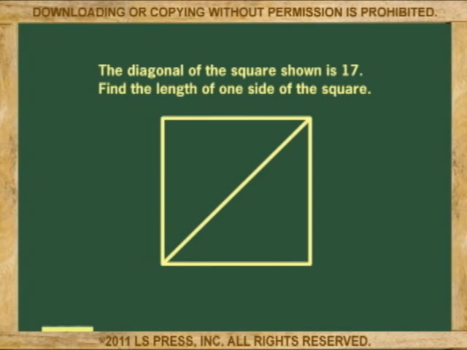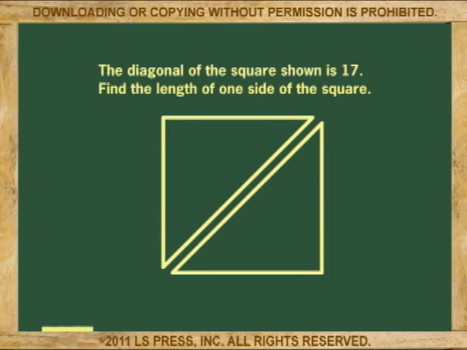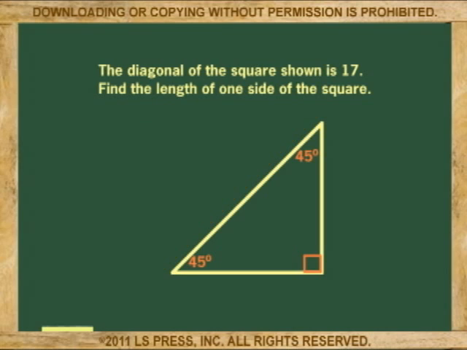Another example. The diagonal of the square shown is 17. Find the length of one side of the square. Dividing the square in half, two 45-45-90 triangles are formed. Taking one of the triangles, we see that the hypotenuse is 17. To find the value of one of the legs, we divide the hypotenuse, 17, by the square root of 2. Using 1.414 for the square root of 2, 17 divided by 1.414 is 12.0. One side of the square is 12.